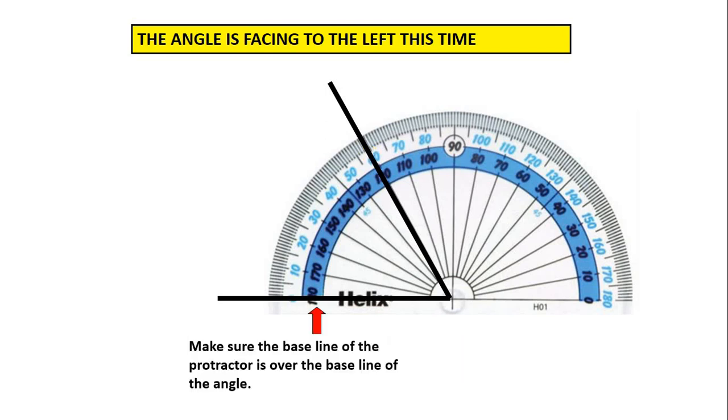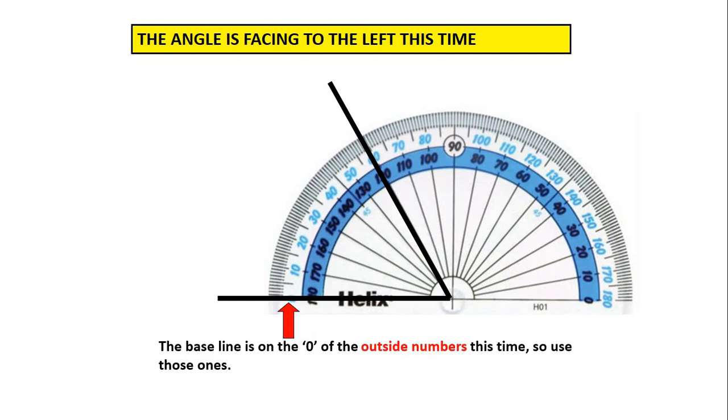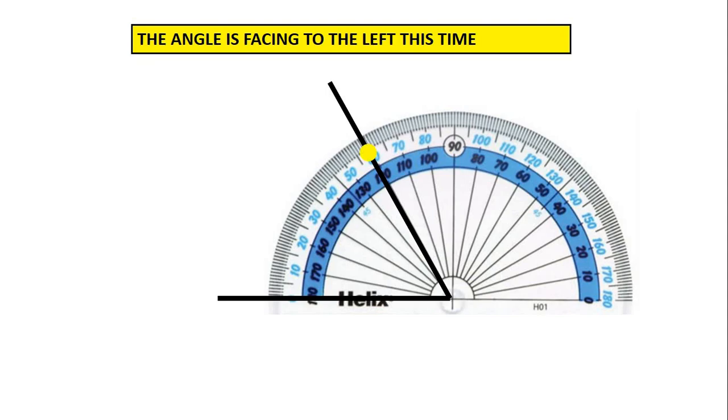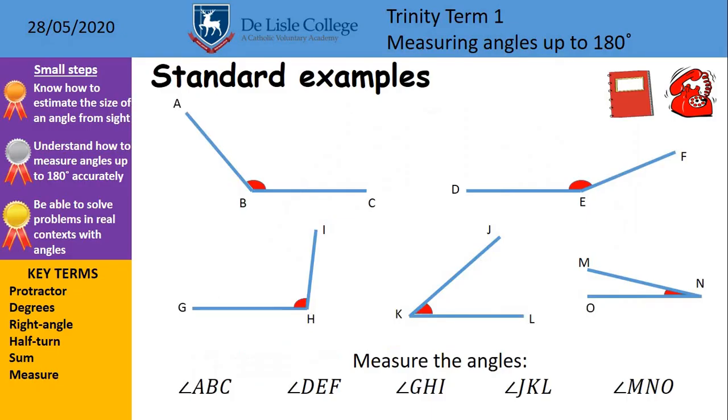Sorry, let's just show those bits. So the baseline of the protractor is over the baseline of the angle, exactly. The baseline is on the 0 of the outside numbers, so we'll use those. Measure that round, and we've got 60 degrees. So here's a few more for you.